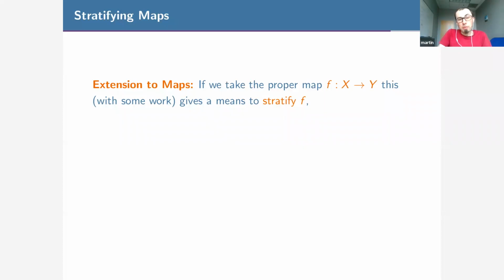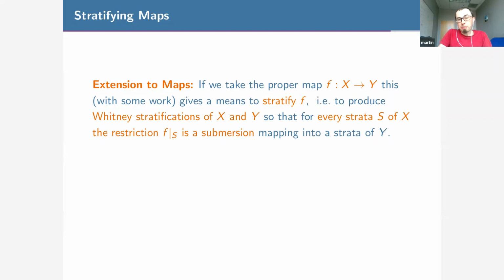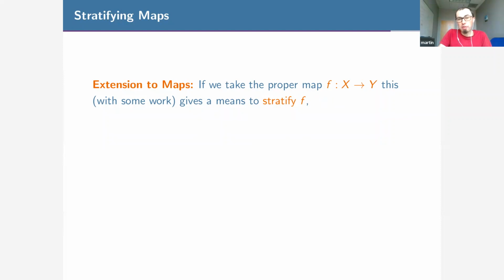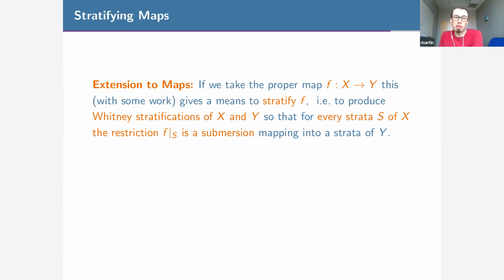So in the paper, we also extend this to maps. If you have a proper map F between two varieties X and Y, then we also give an algorithm to stratify F, by which we mean find Whitney stratifications of X and Y so that for every strata S of X, the restriction of this map to S is a submersion, mapping into a strata of Y.